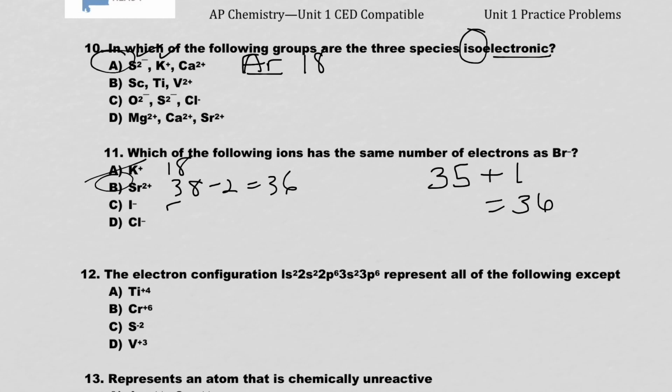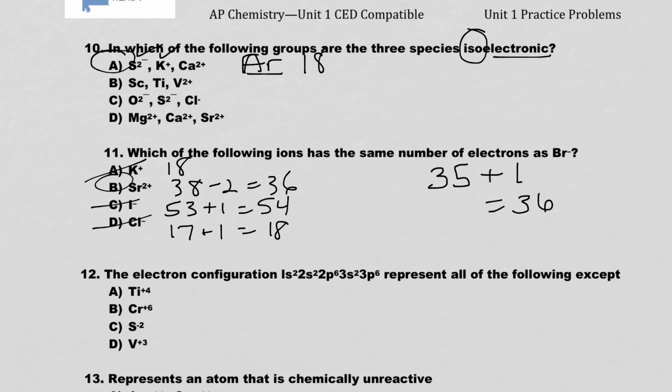I'll go ahead and just do this exercise. Iodine has 53. Add 1, 54. So this definitely confirmed that's not the answer. And then chlorine, atomic number 17. Added 1, 18. So the only one that is like bromide is B, the strontium ion.